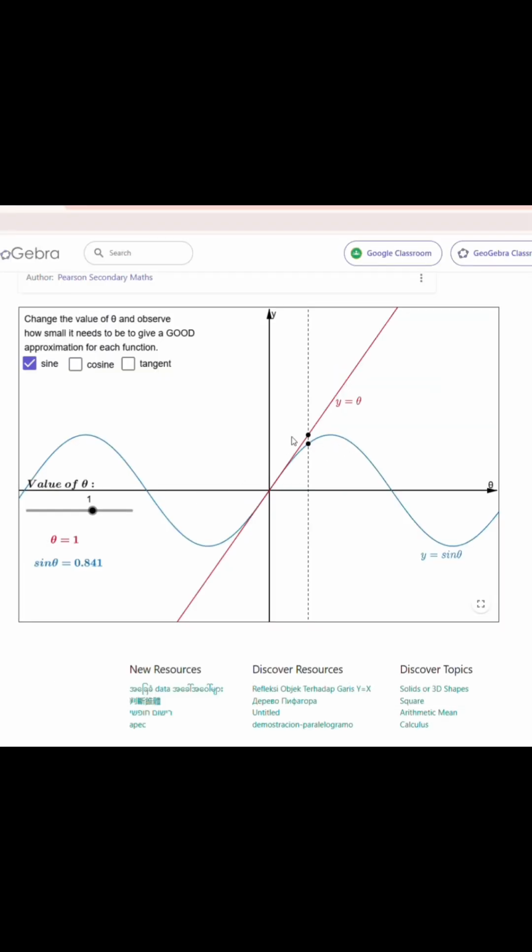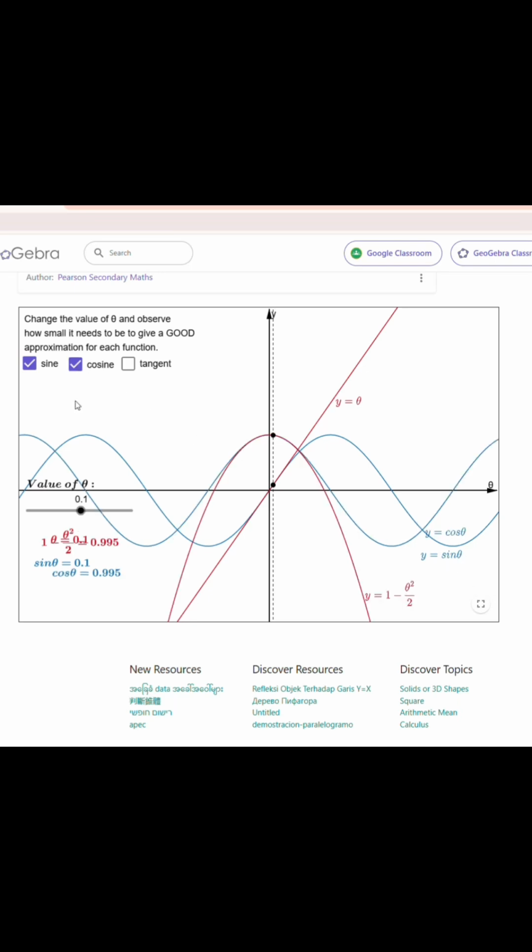So here I have y equals theta, or y equals x, and you can see this bit here, that is the value of theta. As we go away and get larger, it diverges, and if we go very negative, it diverges. But we can see here, from about minus 0.7 to about 0.5, 0.6, those lines are roughly the same. So we can therefore say that theta is roughly equal to sine theta, because y equals theta and y equals sine theta are roughly the same.